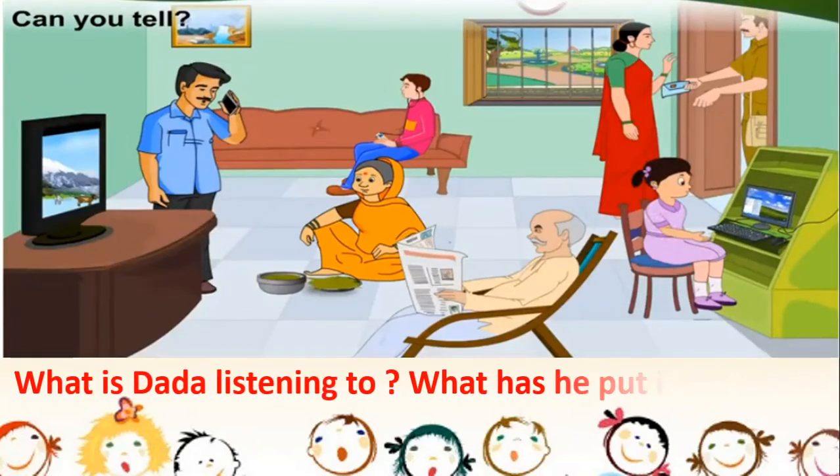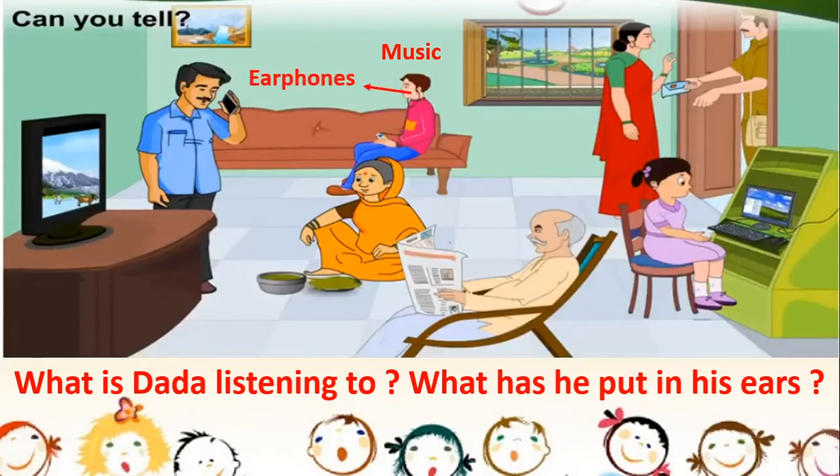Let us look at the next picture also. What is Dada listening to? Dada means elder brother. So what is Dada listening to and what has he put in his ears? So see, this is our Dada sitting and he is listening to music. And what is put in his ears? These are earphones, isn't it? Which we use to listen to music.